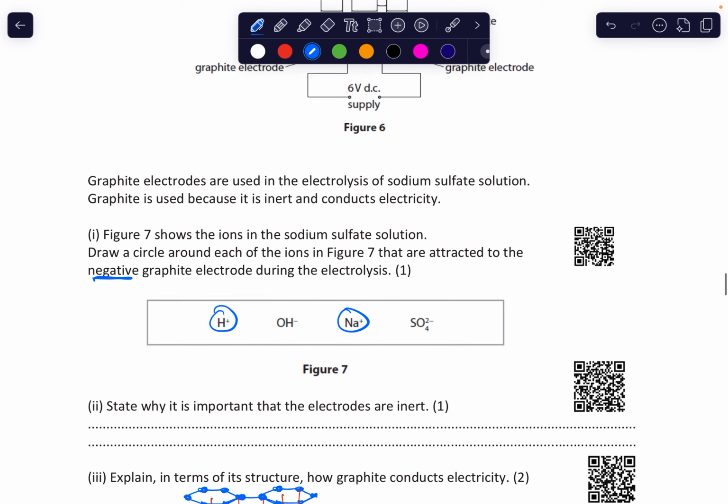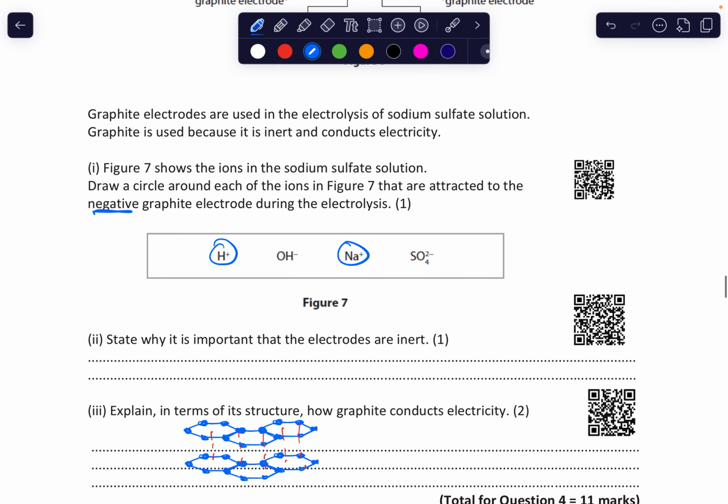Why is it important for the electrodes to be inert? So if you remember what the word inert means, that means unreactive. So that's important because they do not take part in the reaction for 1 mark.